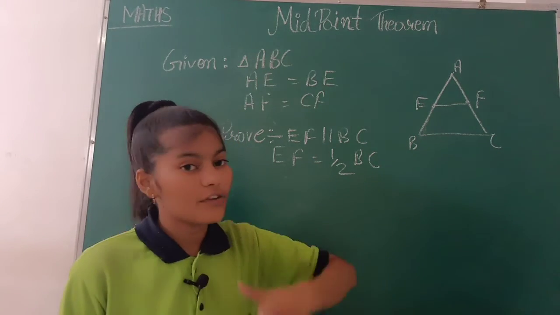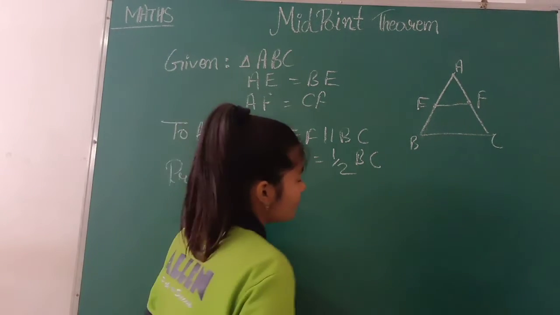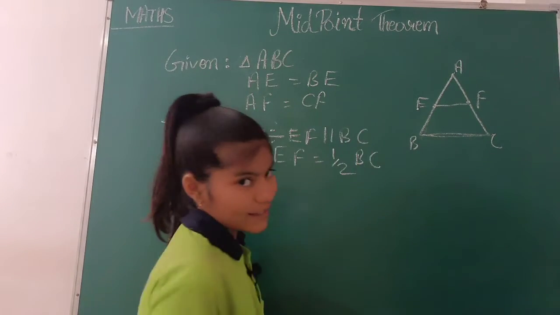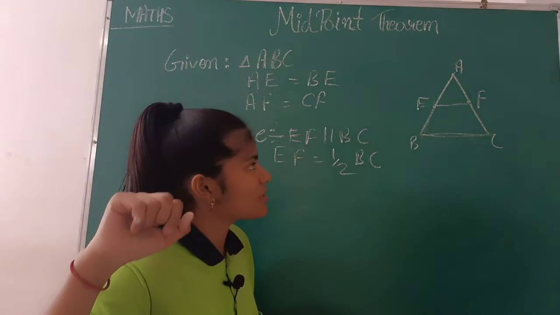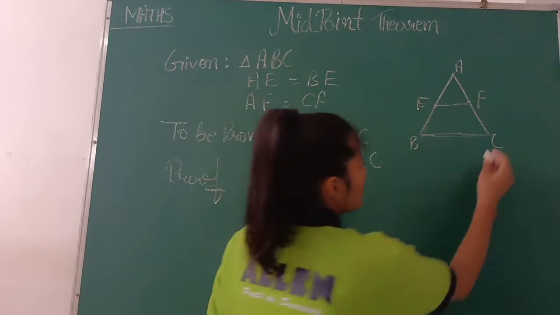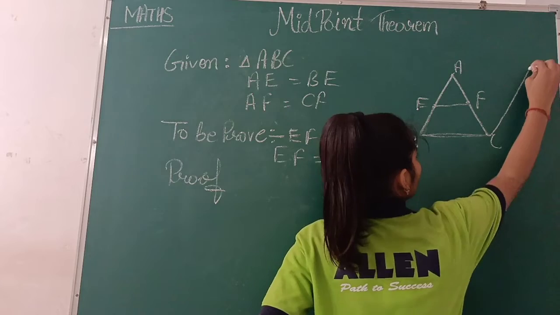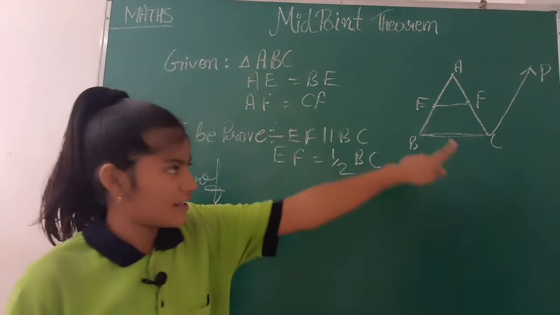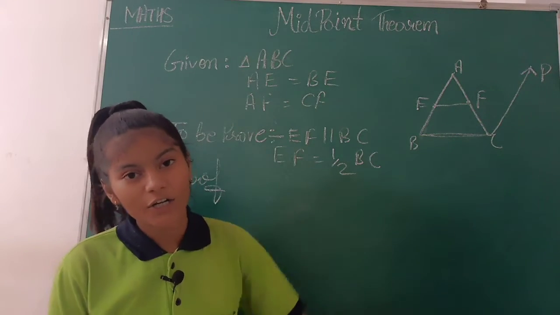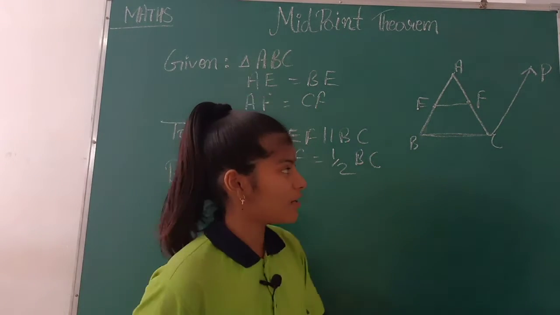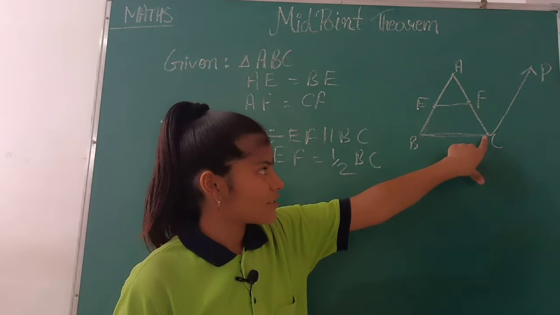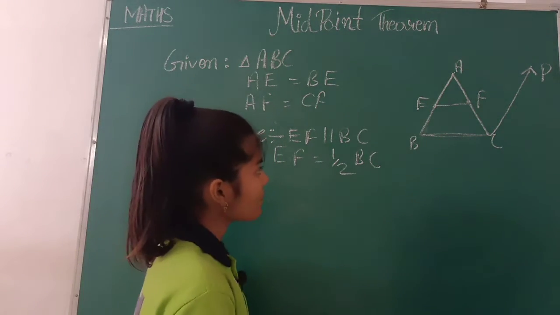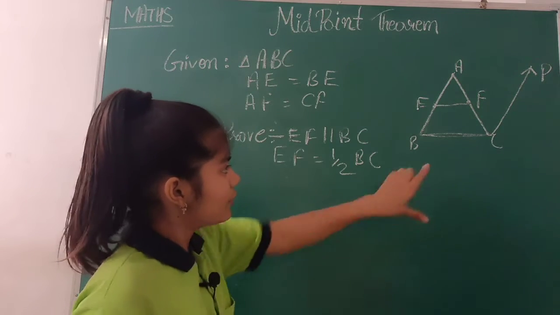So what we will do is construct something. I am drawing a straight line passing through C which is parallel to AB, till point P. That is my construction part. You will write in the exam that the construction is a line drawn from C to P which is parallel to AB. Got it? Then after that, what will we do?